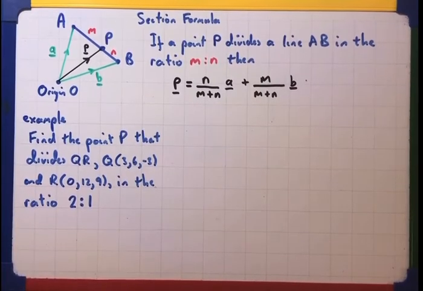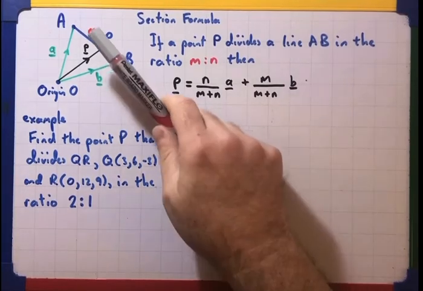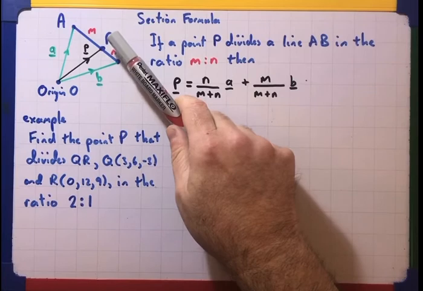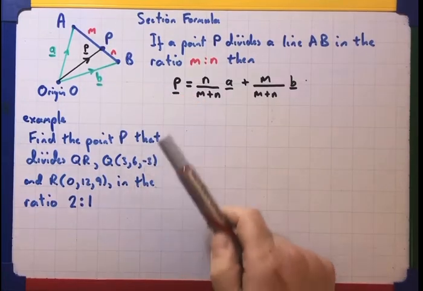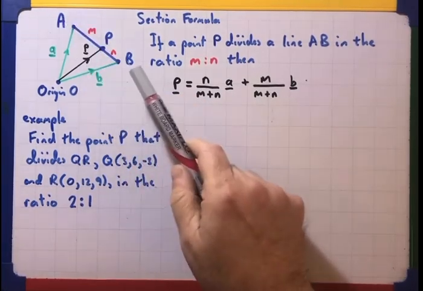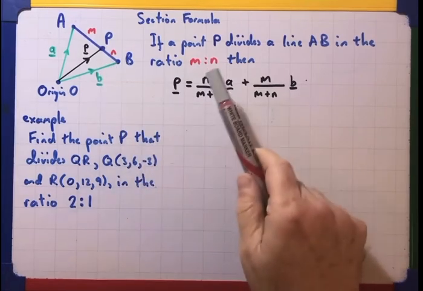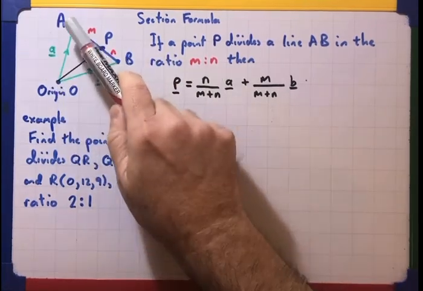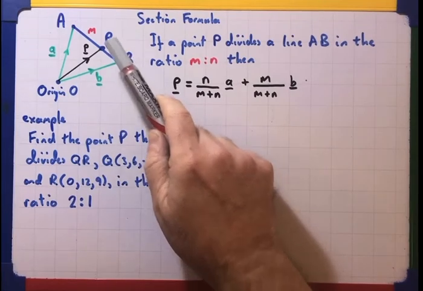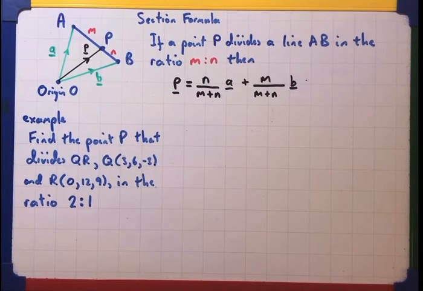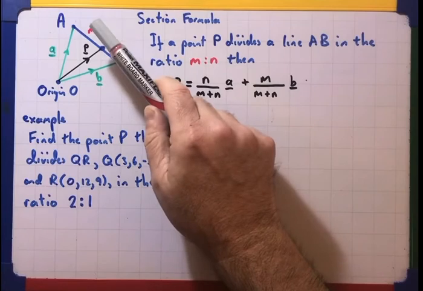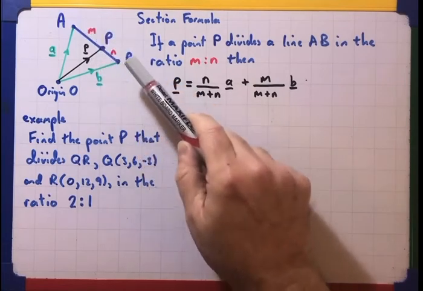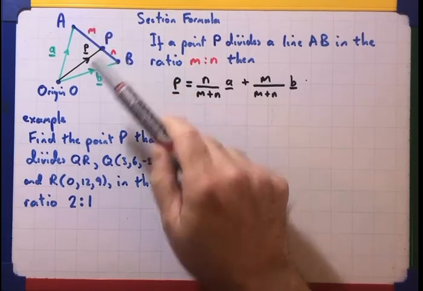Okay, we're going to have a look at something called the section formula now. This is a way of coming up with a point that splits a given line in a given ratio. So if you've got A and B, that's your given line, P is the point we want to find. We're told it splits the line AB in the ratio m to n.